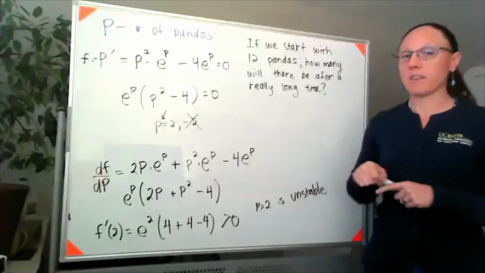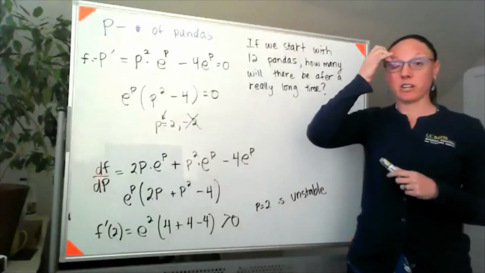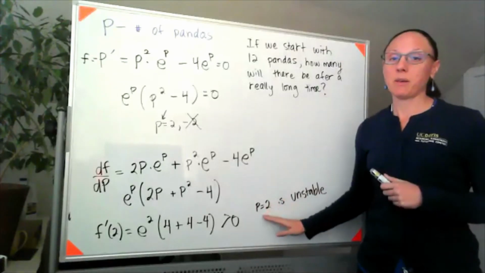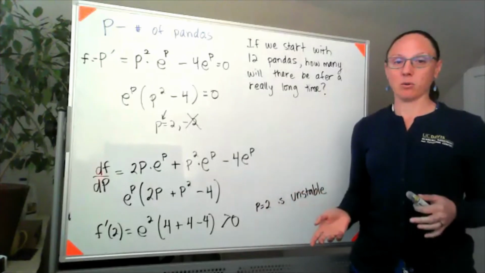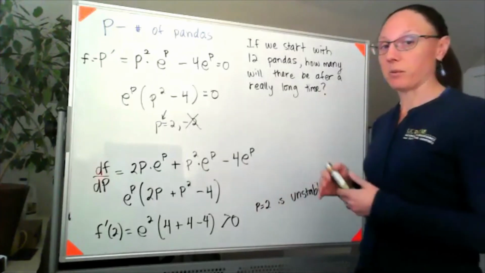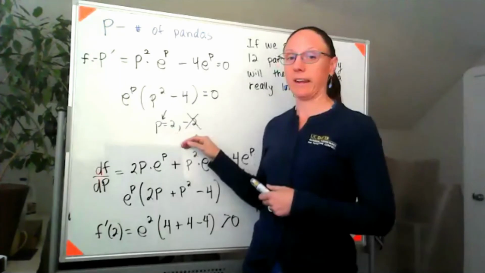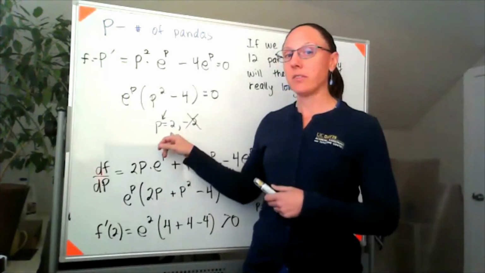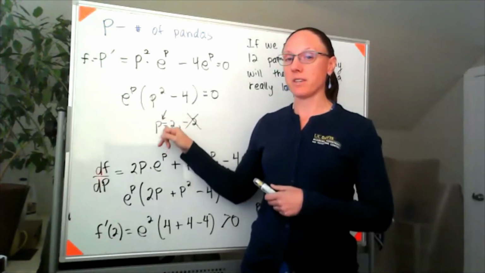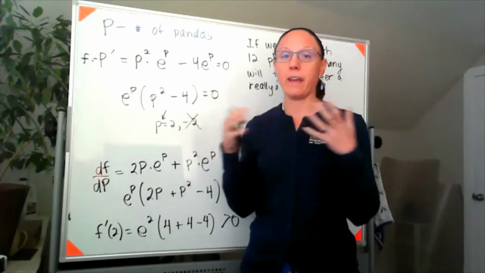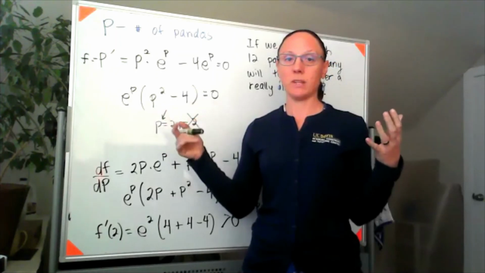Well, let's think about what that means in the context of this question. If p equals 2 is unstable, and my only equilibria here were at 2 and negative 2, then p equals 2 being unstable means the numbers are moving away from p equals 2.